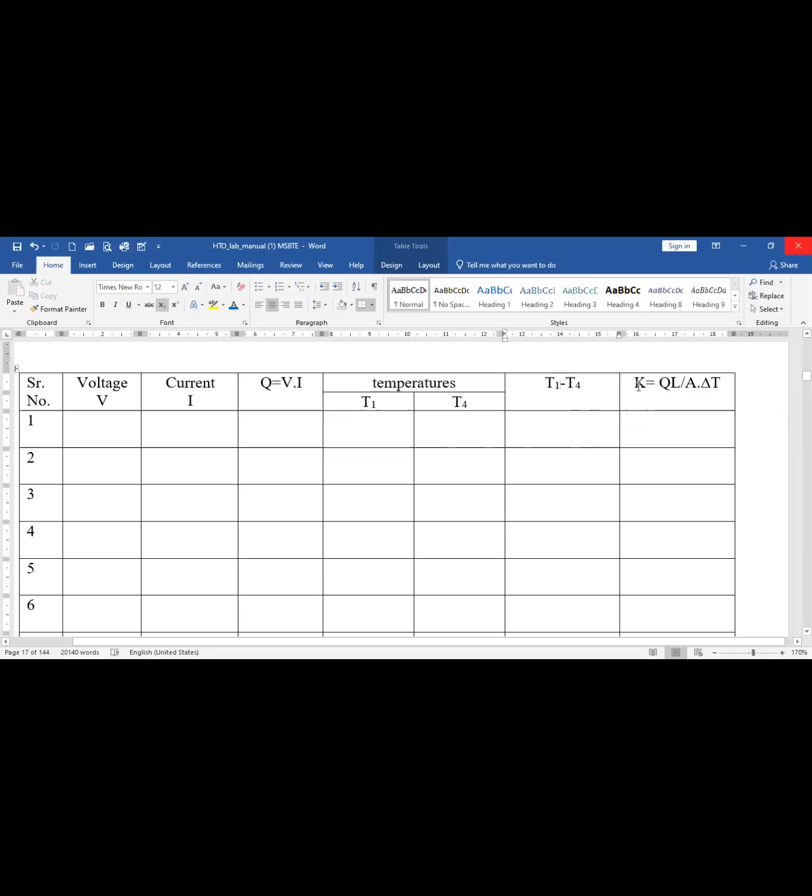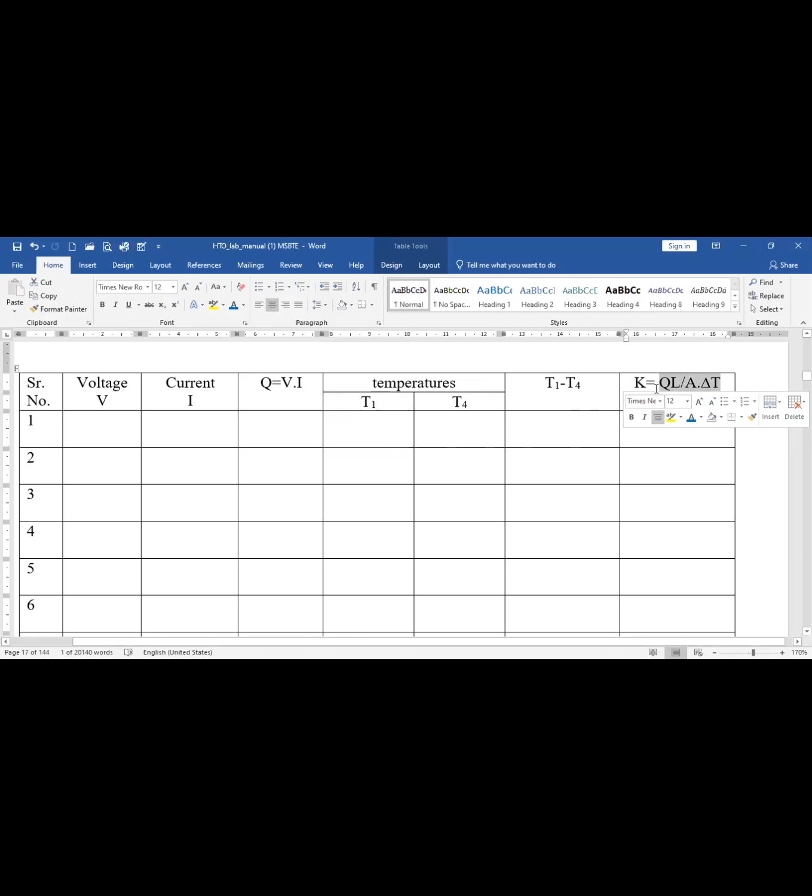Why it is required? Because Fourier's law says that Q equals K A delta T by dx, and we have to calculate this K, so that equation can be rearranged like this. So this dx can be replaced by length because the heat is exchanging along the length.